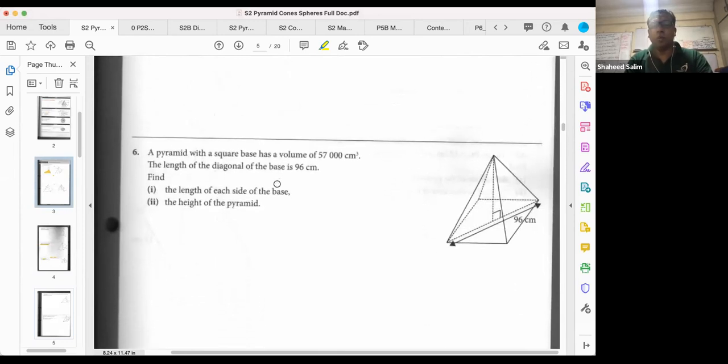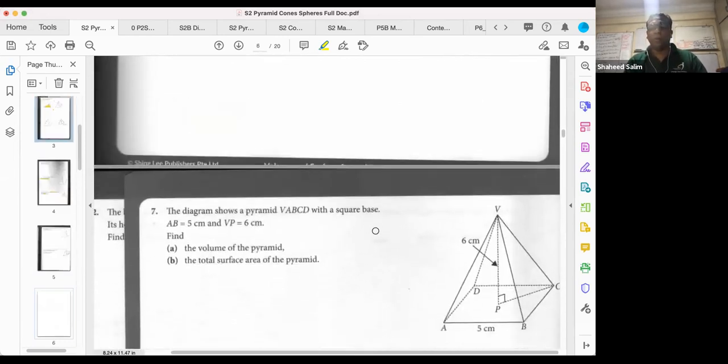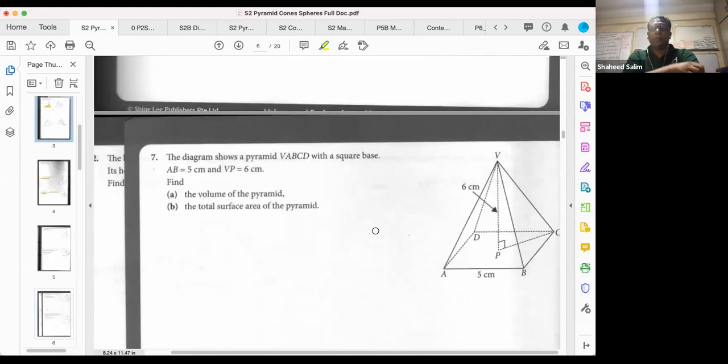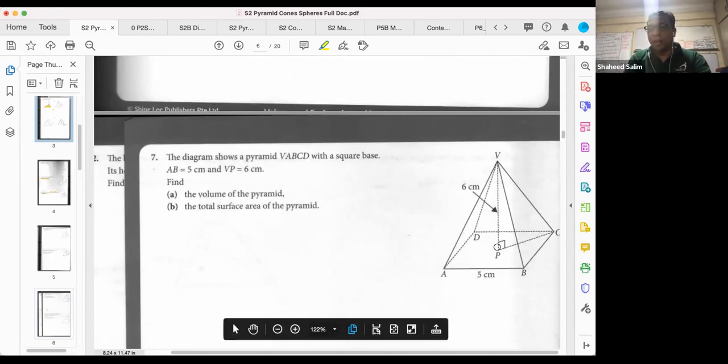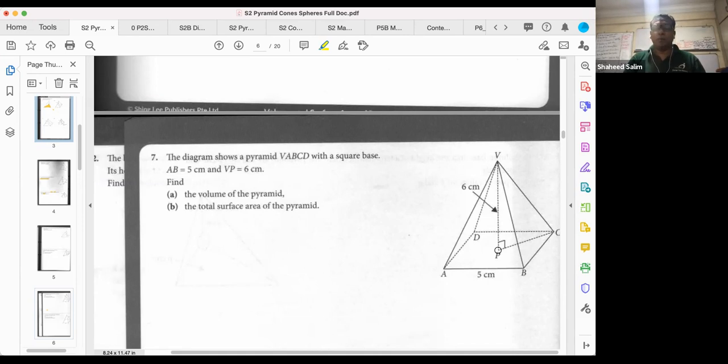Okay. Now we try this one. They want you to find the length of. Okay, wait. Hold on. This one, they want you to find the volume of the pyramid. You got the height. Volume you can find quite easily. But read carefully, yeah. They tell you what type of base it is. We do A first.